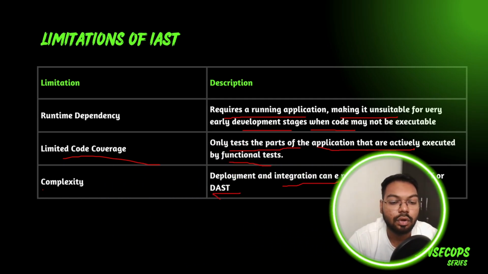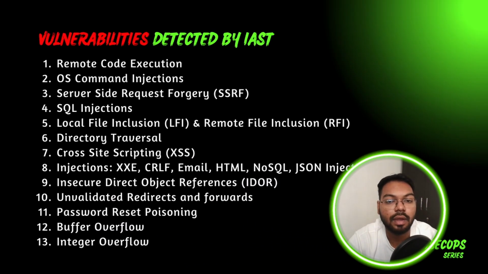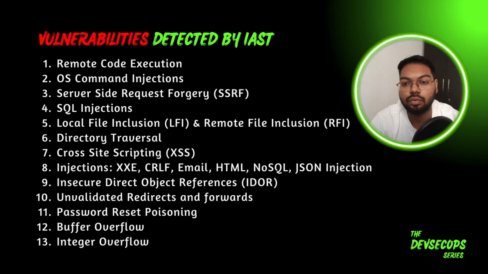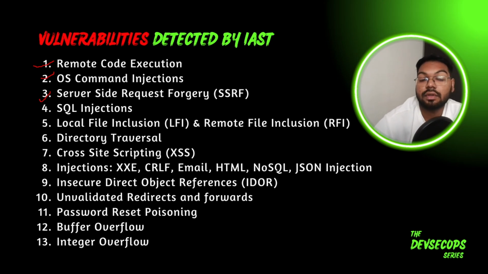Next is what vulnerabilities are detected by IAST. You can go through this particular list. We will not delve more. Remote code execution, OS command injection, server side request forgery, as it is a part of your application. So server side requests could also be tampered, and it would check for that. Remember, this was not a part of DAST. DAST would only tell you that SSRF is possible. But how is it possible? On what line of code? It would pinpoint this on the dashboards that we have.